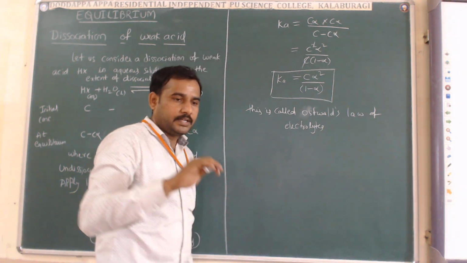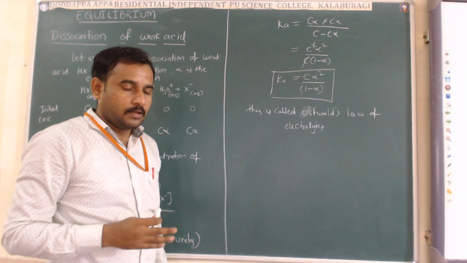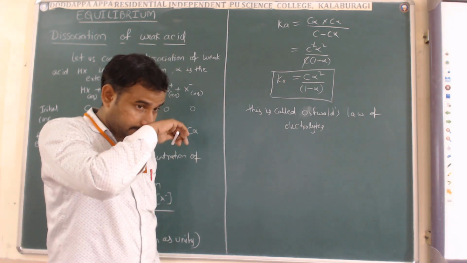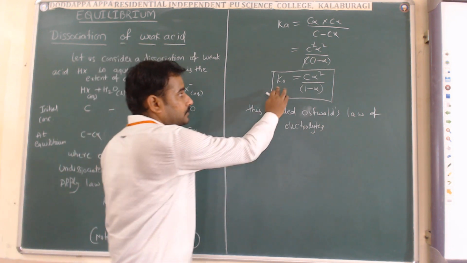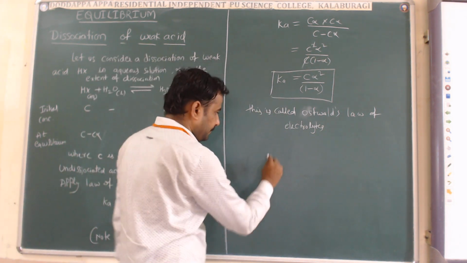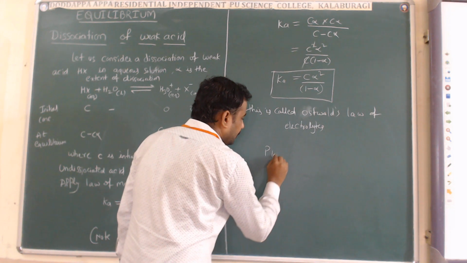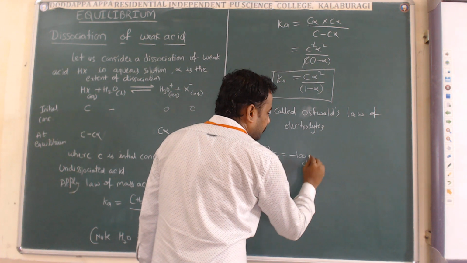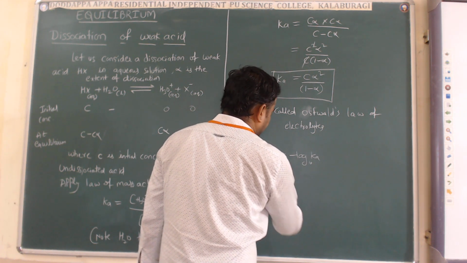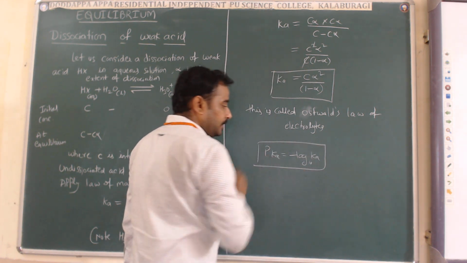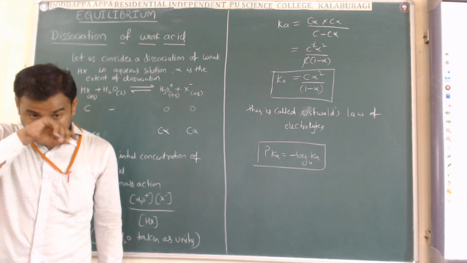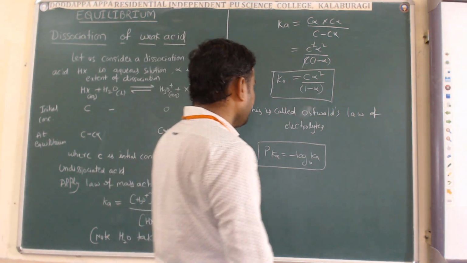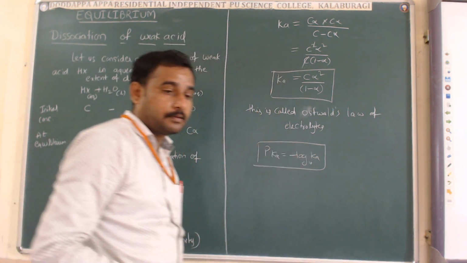If you are writing it in the pH scale, taking Ka, the dissociation constant of a weak acid, you write it as pKa. pKa is equal to the negative logarithm of base 10 of Ka. When you take it into the pH scale, pKa is converted into minus log Ka to the base 10.